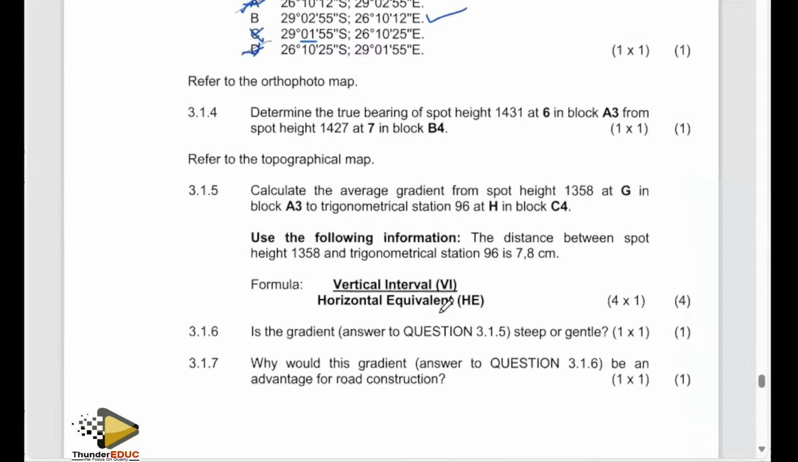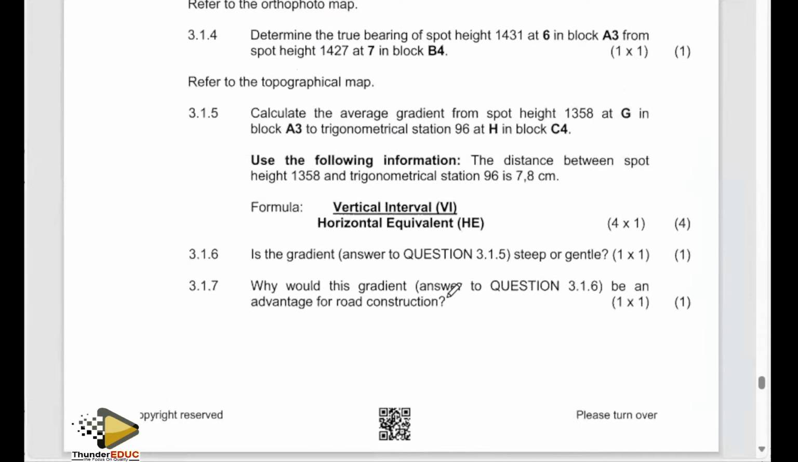Calculate the average gradient from spot height 1358 at G in block B in block A3 to trigonometrical station 96 at H. Use the information. The distance between the two is 7.8 centimeters. Right, so let's go to the map and do the calculation.